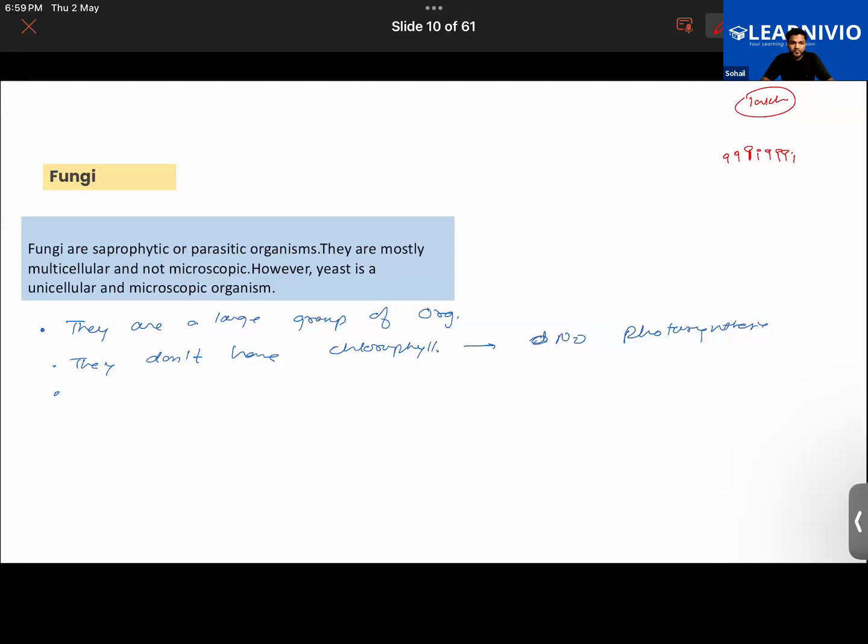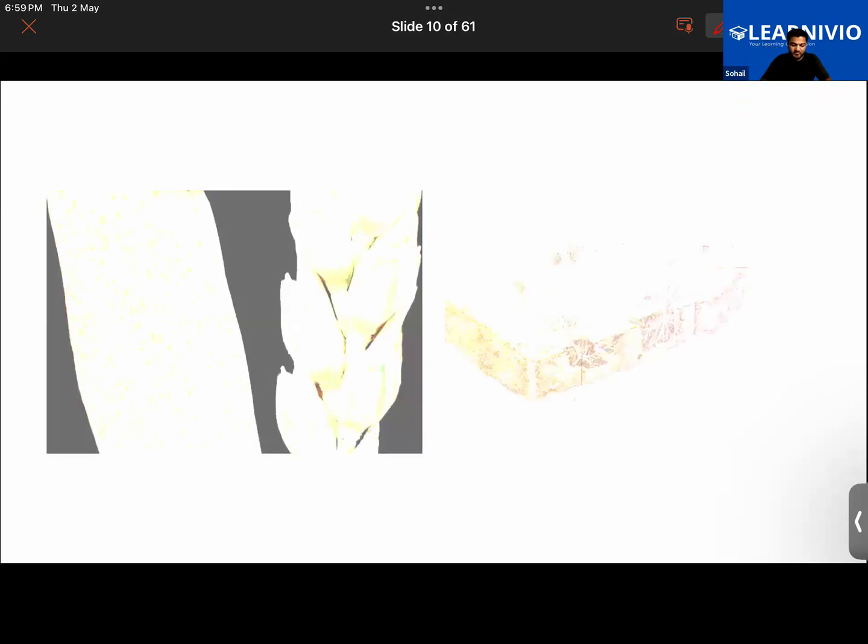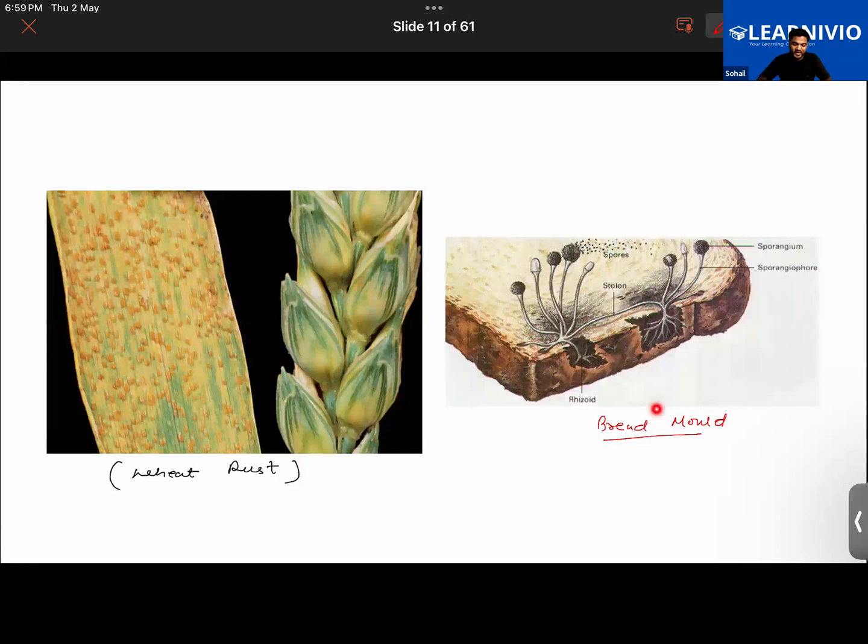How so? Parasitic nutrition, I believe all of you know, is one in which a living organism lives on or inside the body of its host and derives nutrition from it. In this case, they harm the host. Only a few of the fungi in nature are parasitic, but their number is very few. Maximum types of fungi are saprophytic, as you have the example of bread mold.